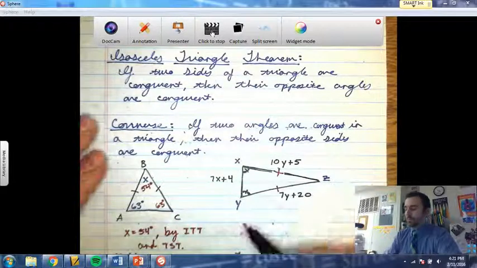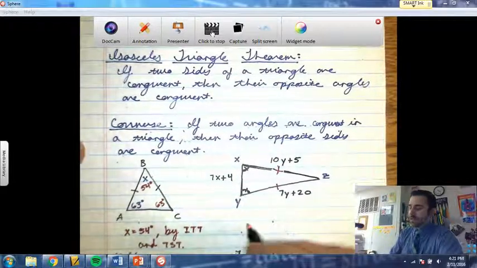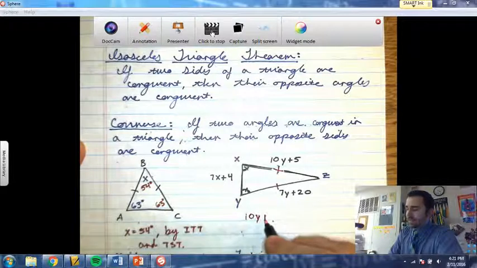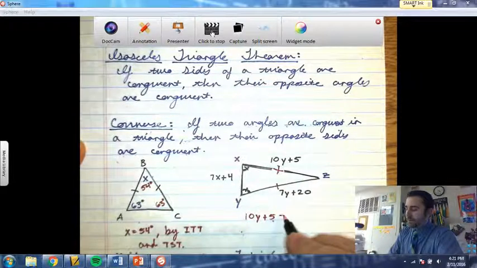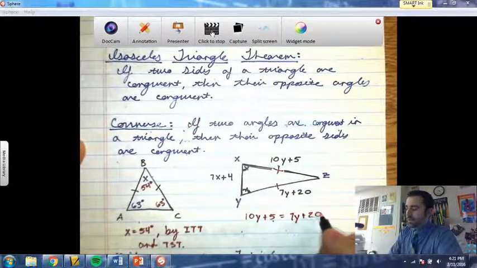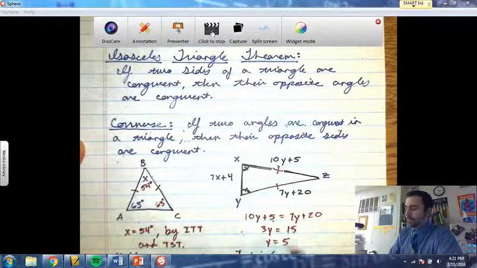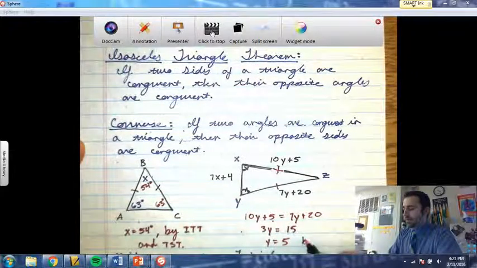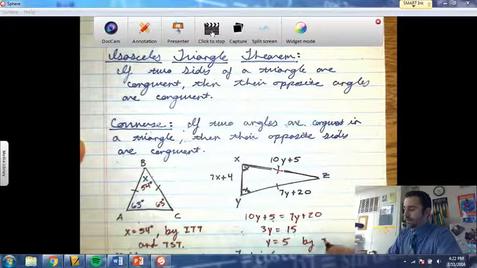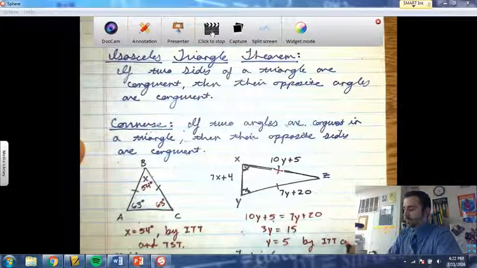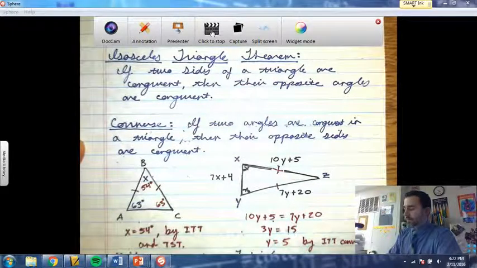So by the converse of the isosceles triangle theorem, I can set the two congruent sides equal to each other and then solve for y. And I can say y is equal to 5 by the isosceles triangle theorem converse.